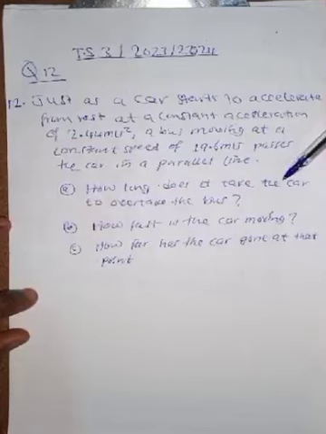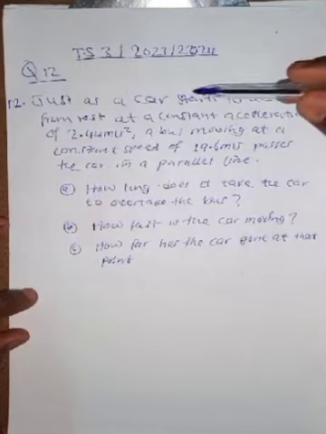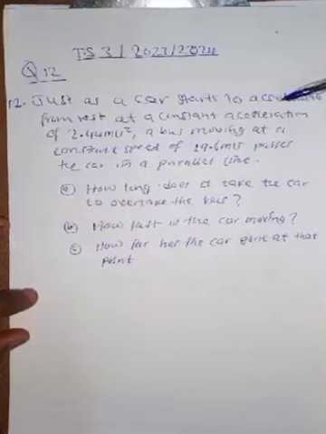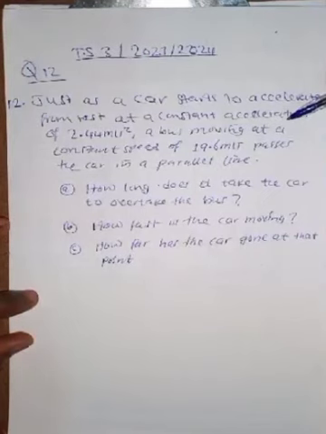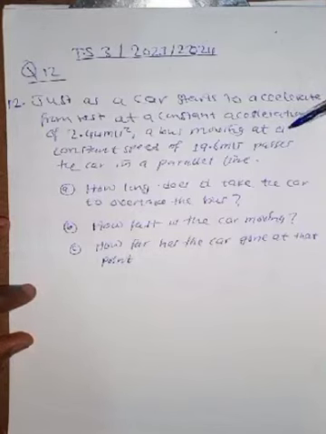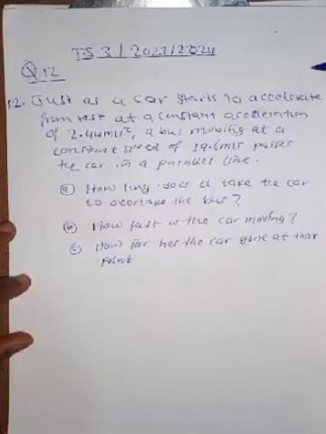Meaning we need to know the final velocity of this car because it started from rest, meaning it was accelerating. So the final velocity at which it had to overtake the bus. Then the last question says, how far has the car gone at that point? The question how far or where simply means the displacement. From the point where it started, how far has it moved? So that is the displacement. I'm pretty sure you are able to follow that one.